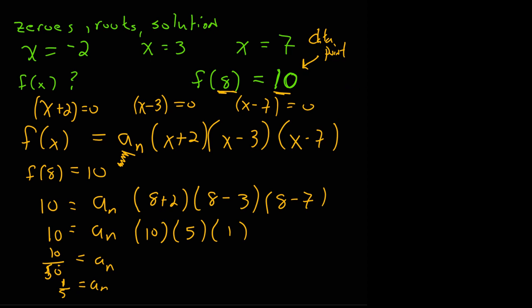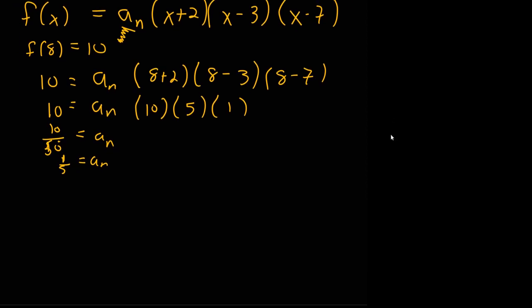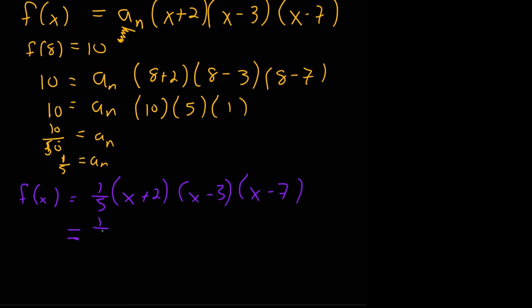Well, let's put all of this back together. So my function has the form one-fifth times x plus 2 times x minus 3 times x minus 7. And this is a workable way of using this. I think we might, if we wanted to, expand this out into polynomial form.